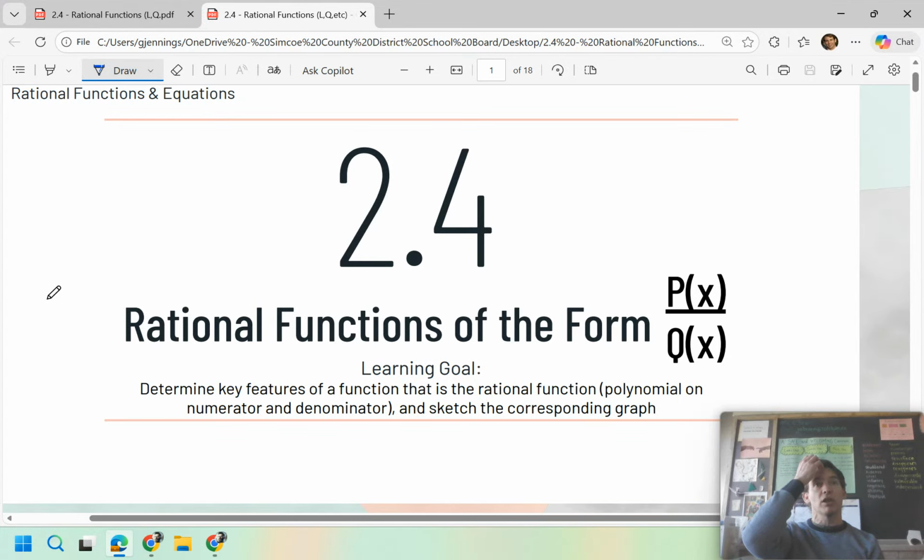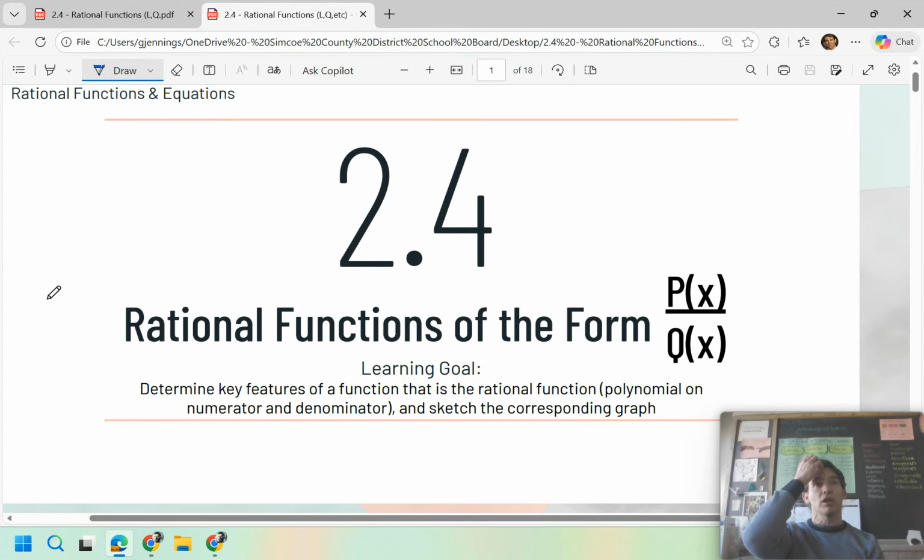If you have higher degree over lower degree, like you have here, we don't have a horizontal asymptote. We may find we can create different types of asymptotes, though, and we'll look at those. Okay. So, all right, let's keep going. Any questions about that? Not really.